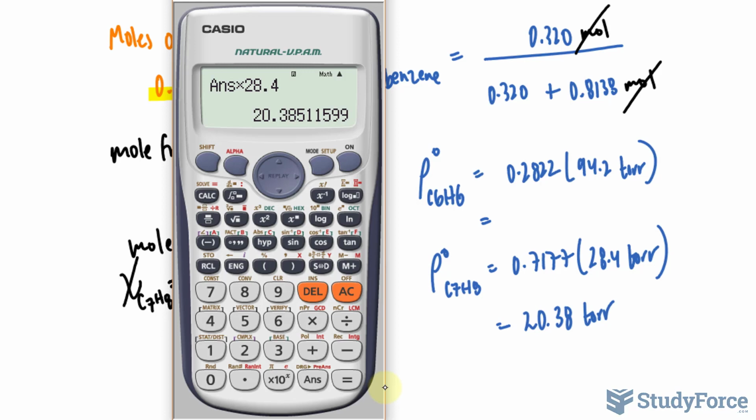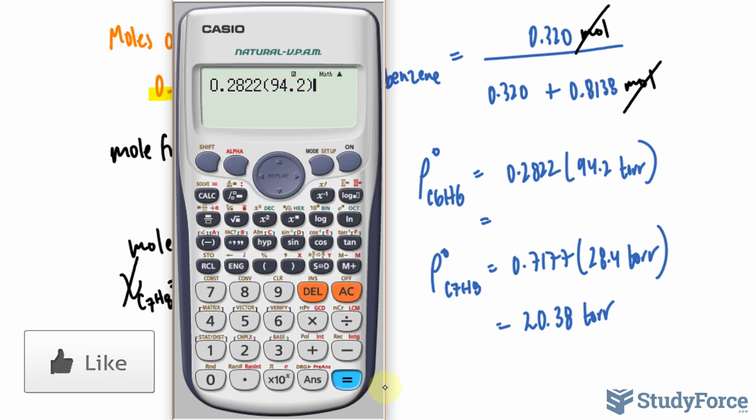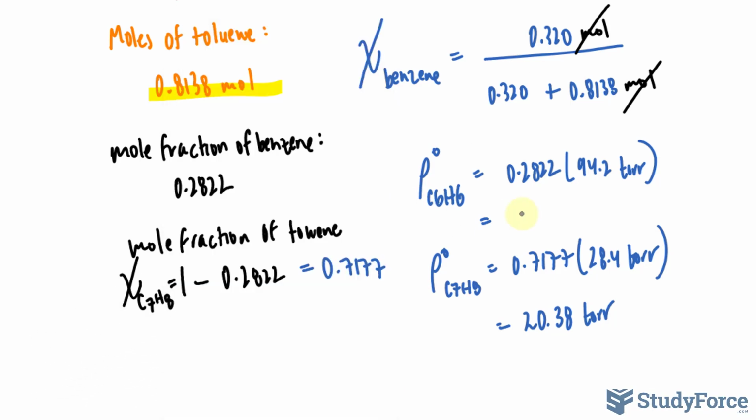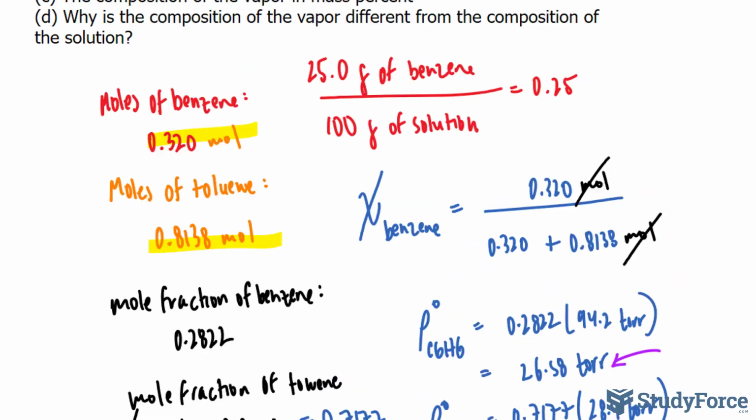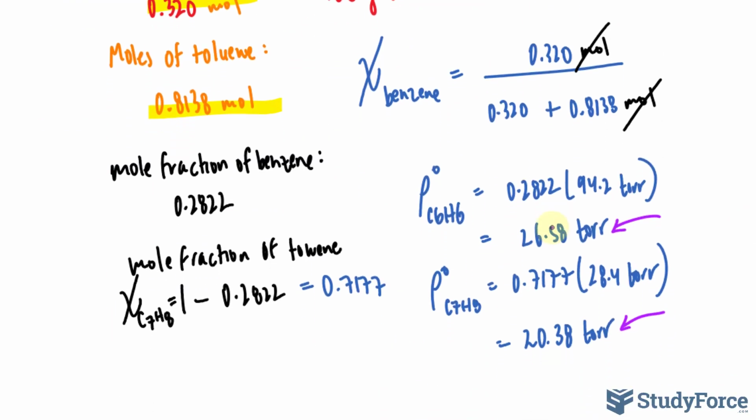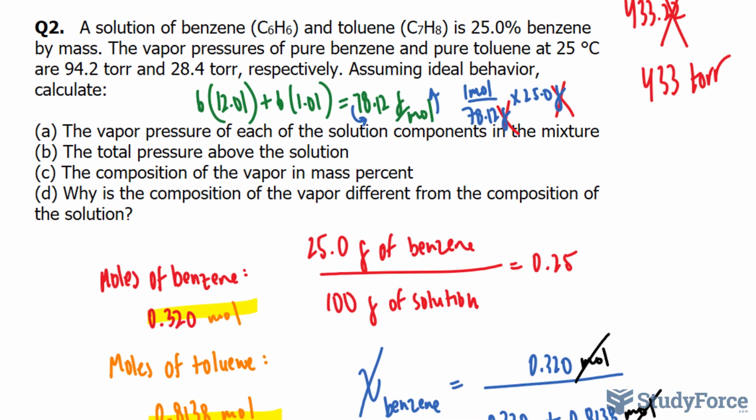And over here, 0.2822 times 94.2, and we get 26.58 torr. Remember, this has to be 3 significant figures long, and I haven't forgotten about that. That right there represents the answers for A and B into 3 significant figures. This should be 26.6 torr, and this should be 20.4 torr. Remember, A asked for the vapor pressures of each of the solution components.